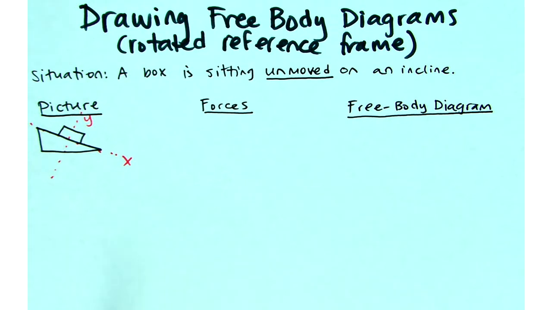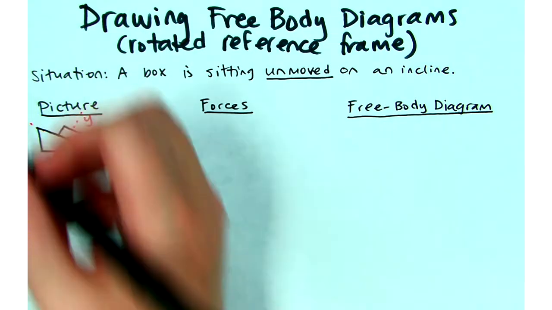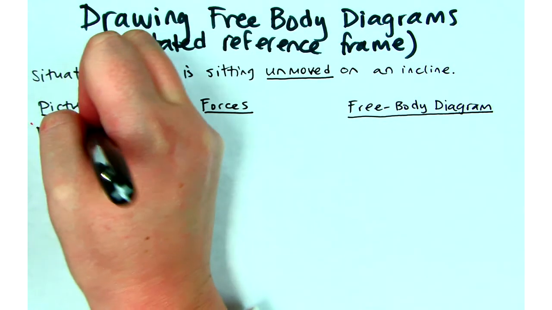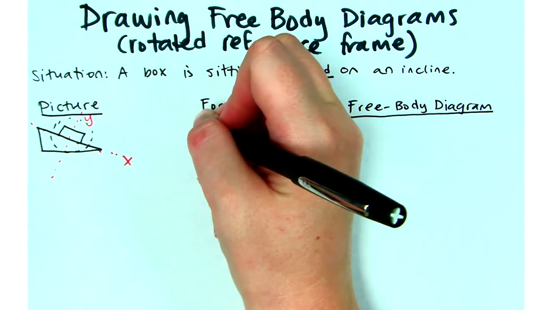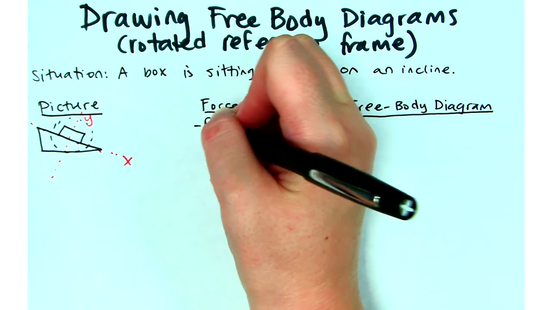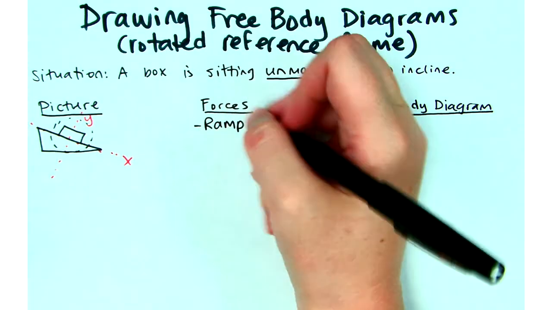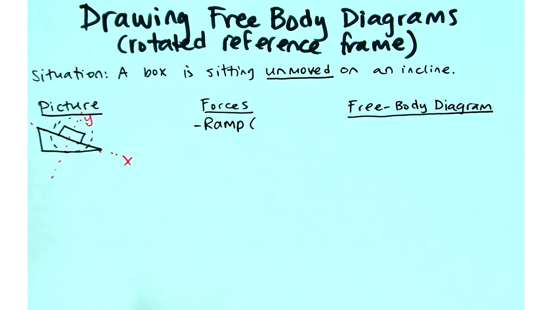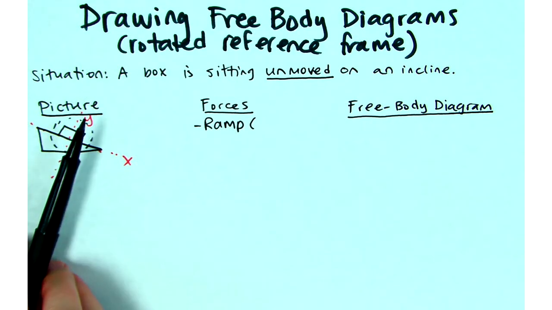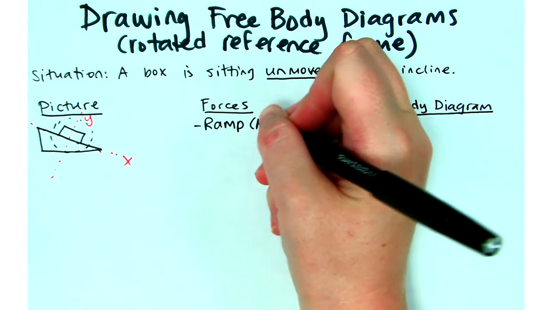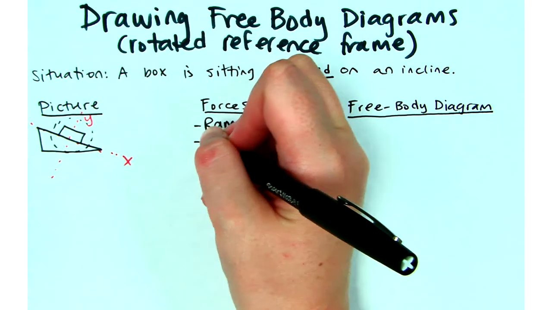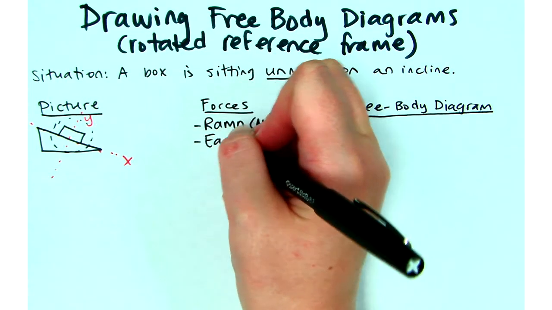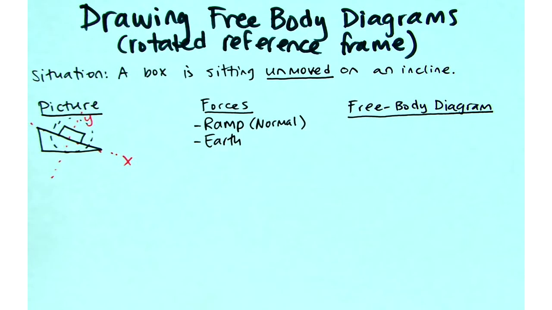All right, forces. So let's draw a dotted line around this, just so we can tell contact forces and non-contact forces. So it looks like I have the ramp. Generally, since this is the one that's preventing it from falling into the ramp, we're going to call that the normal force. We have the earth. Now, the earth is not going to be on the x or y axis because we tilted our x and y axis. It's going to be more like this.